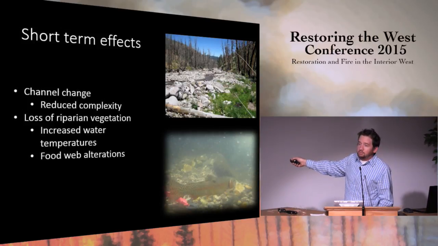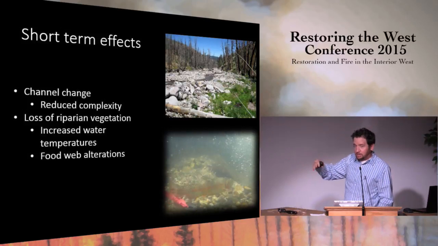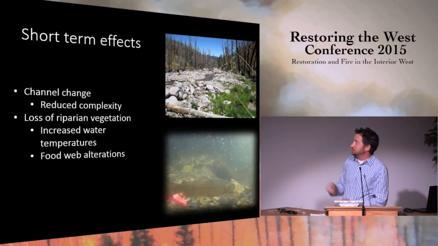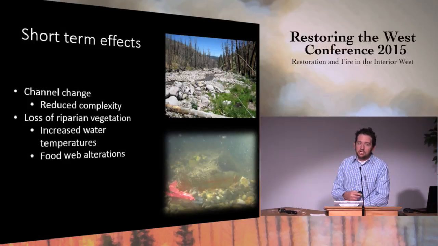You also lose a lot of riparian vegetation for some time period after the fire, which increases water temperature and can change the food web. So all of these have important short-term impacts on trout.